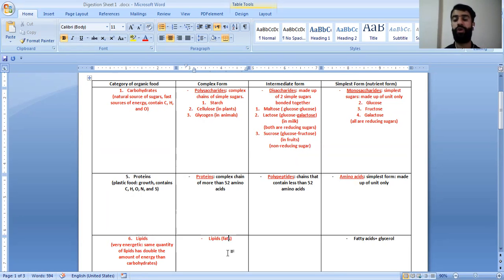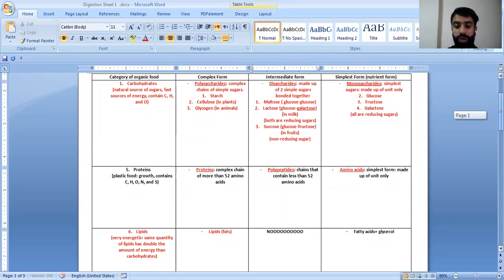Here, this is the complex form. It's called the lipids or the fats. If you notice here, there is no intermediate form. We don't have an intermediate form, while we have a simplest form. What is the simplest form? It's called fatty acid plus glycerol. So this table is very important. You have to study this table, as I already told you. You have to know that lipids don't have an intermediate form. They have only complex and simple. Complex form is called the lipids or the fats. Simplest form is called fatty acids plus glycerol.